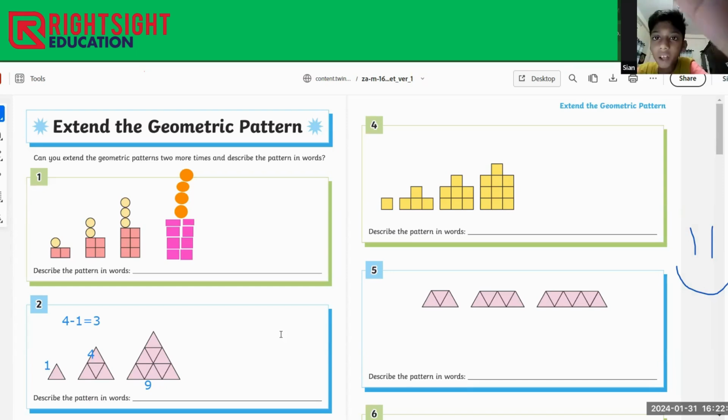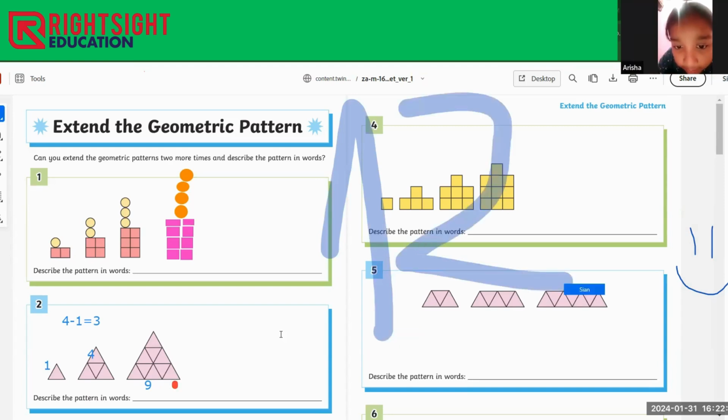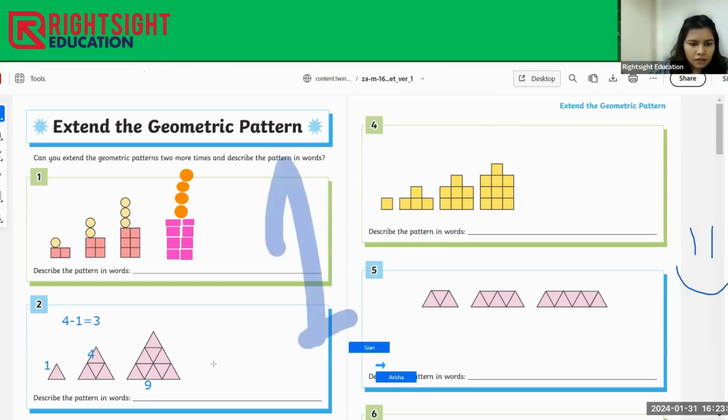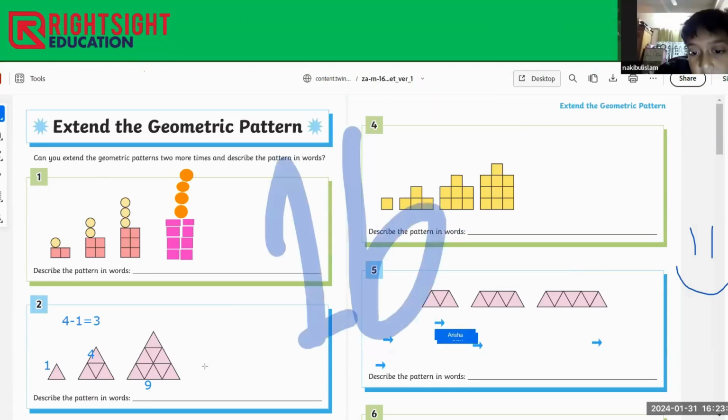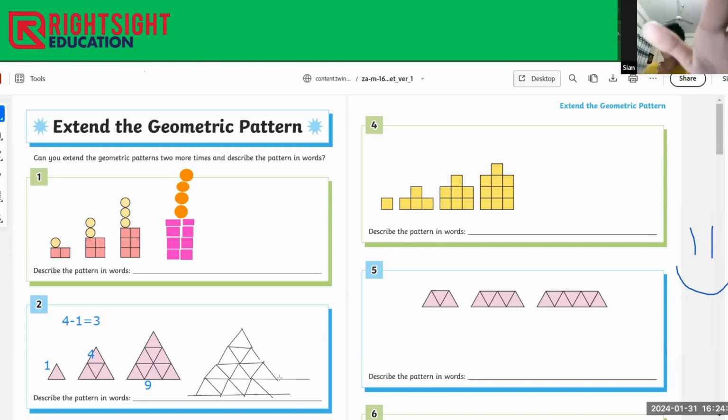Miss, I got it. Miss, this is 9. 12? Yes, I think so. 12 pattern. Okay, let's draw. 16 triangles, Miss. We have to draw like this.